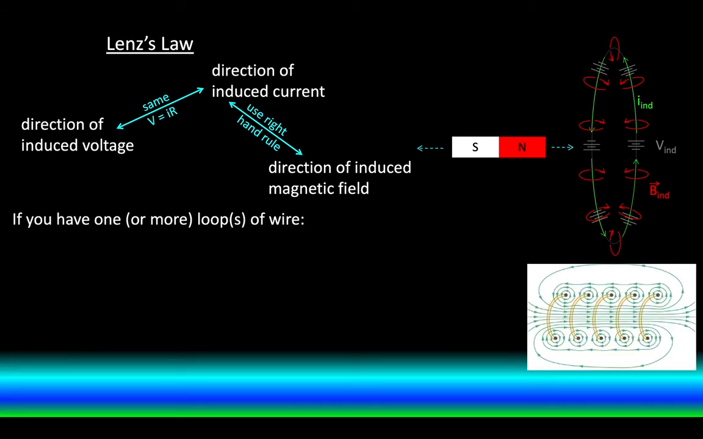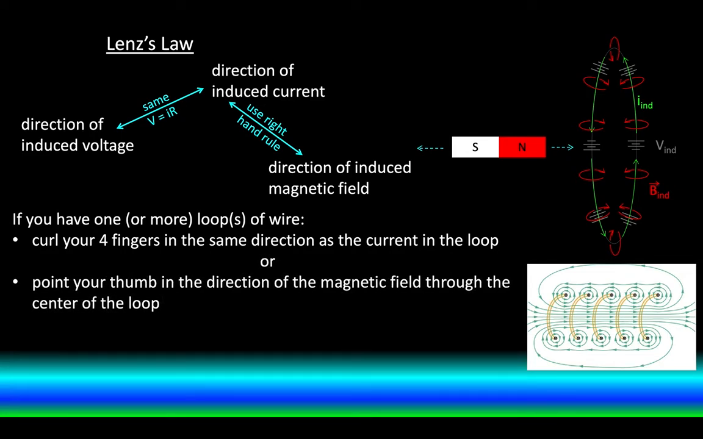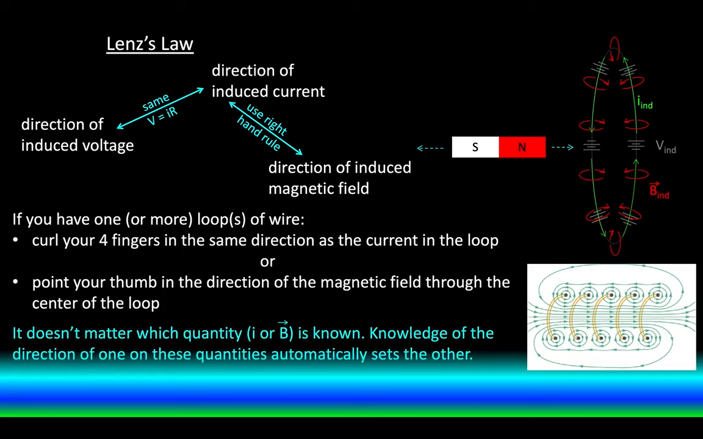So if I have one or more loops of wire, I could curl my forefingers in the same direction as the current through that loop, or I could point my thumb in the direction of the magnetic field through the center of the loop. And it doesn't matter which quantity I know. If I know I, then I could find B, or if I know B, I could find I. So knowledge of the direction of one of these quantities of current or magnetic field will automatically set the direction of the other quantity. So how do we determine the direction of one of these quantities?